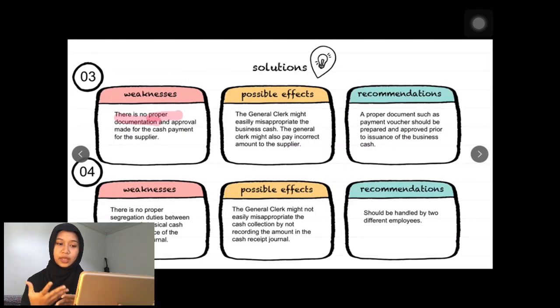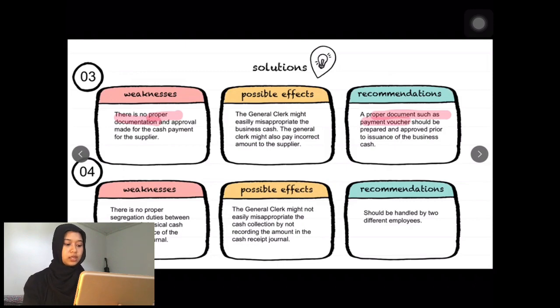I recommend this workshop to do a proper document such as payment voucher should be prepared. Maksudnya dekat sini kena ada payment voucher and approved prior to issuance of the business cash. Maksudnya lebih teratur, lebih ada maklumat macam tu. And then the next one, proper documents such as payment voucher.